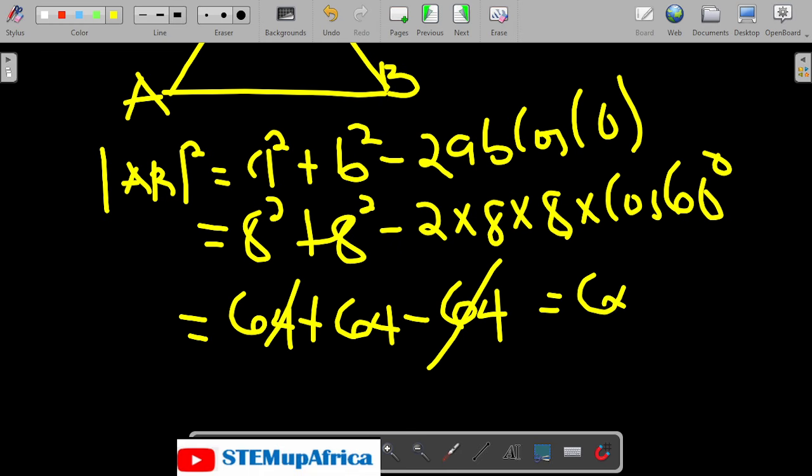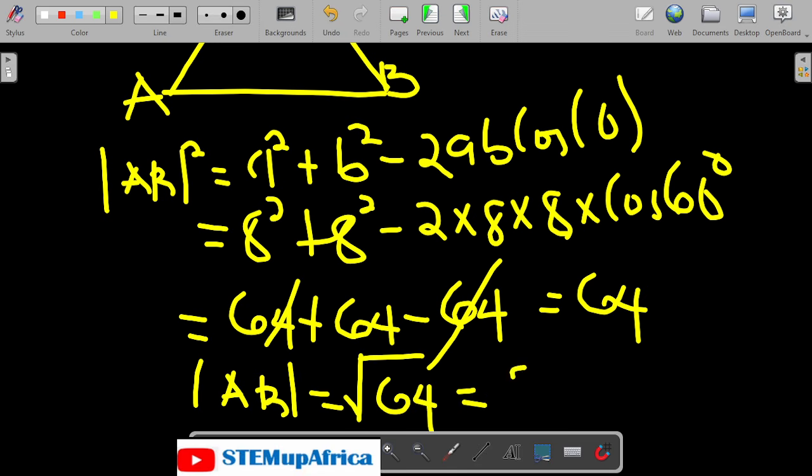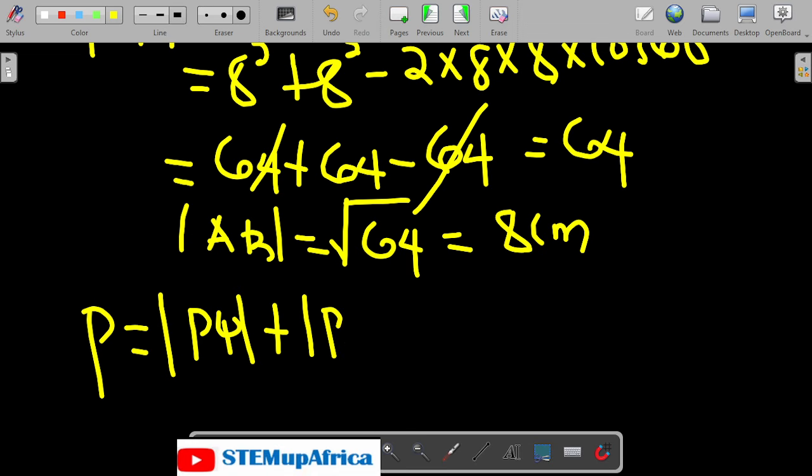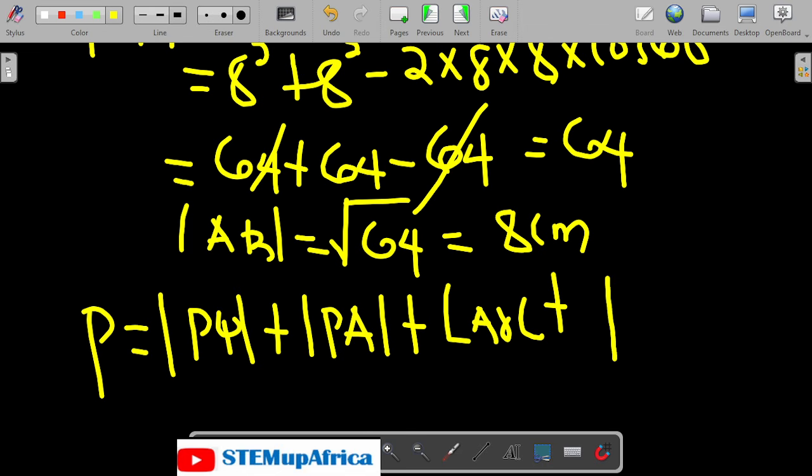I'm left with 64. So my AB is simply the square root of 64. That will give us 8 cm. So with that, we can now find the perimeter. Perimeter would be the length of PQ plus the length of PA plus the length of the arc plus the length of BQ.